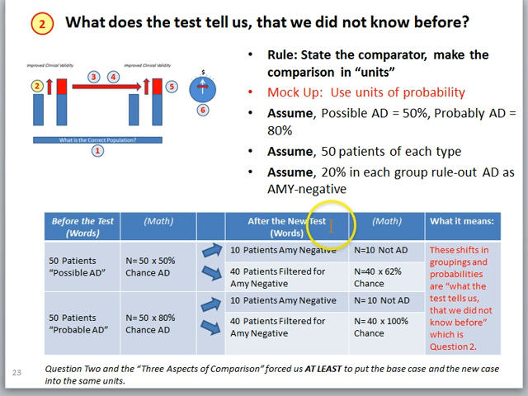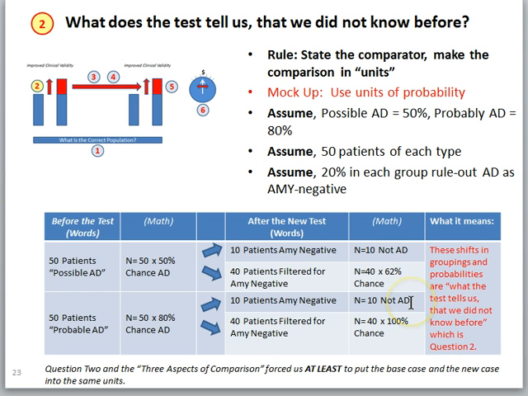So after you have the new test, you'll have 10 patients in the first group that are amyloid negative and 40 patients that have been filtered out. And you've pulled out the patients that were amyloid negative. In the second group, you've still got 10 patients who are amyloid negative and 40 patients filtered out. They are not amyloid negative. So you do the math. Now you've got 10 patients in the first group that are not Alzheimer's disease. You've got 40 patients left who now have a 60% chance of having Alzheimer's disease.